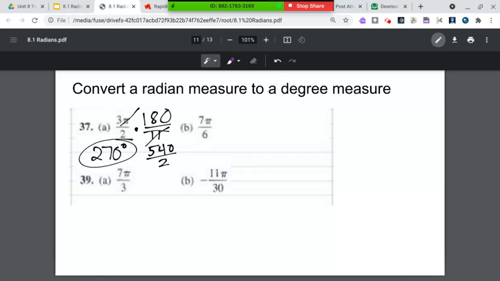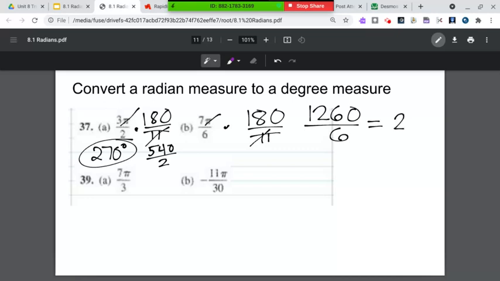Seven pi over 6. I want to convert it to a degree measure. Multiply by 180 over pi. Pi's cancel. 7 times 180 is 1,260. Divided by 6 gives you 210 degrees.